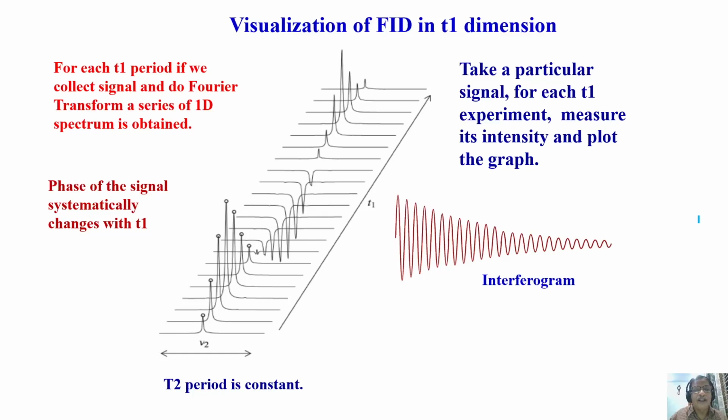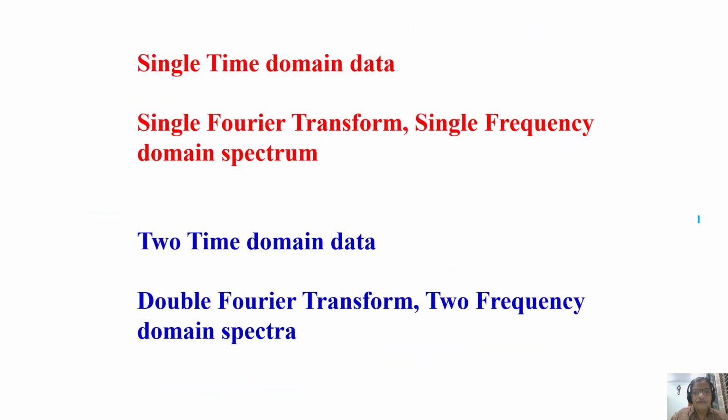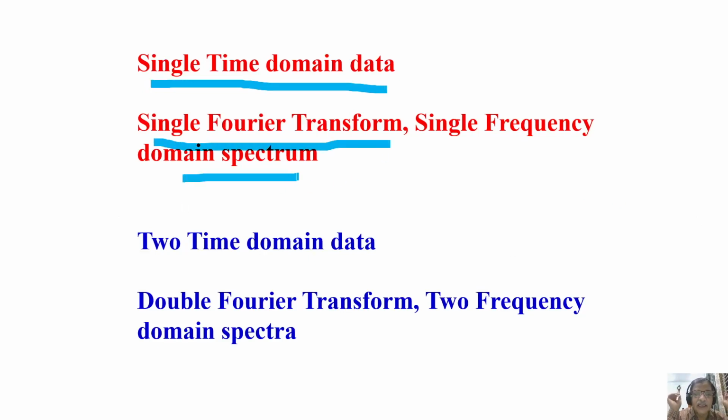You create an FID indirectly in the indirect dimension by systematically varying the T1 time period and collect the FID in the T2 period for a constant time. This is what is happening. Now, simple logic you extend. In one-dimensional NMR, we had a single time domain data. We did a single Fourier transform and got a single frequency domain spectrum. That's all. One time domain data, one Fourier transformation, you get a single frequency spectrum.